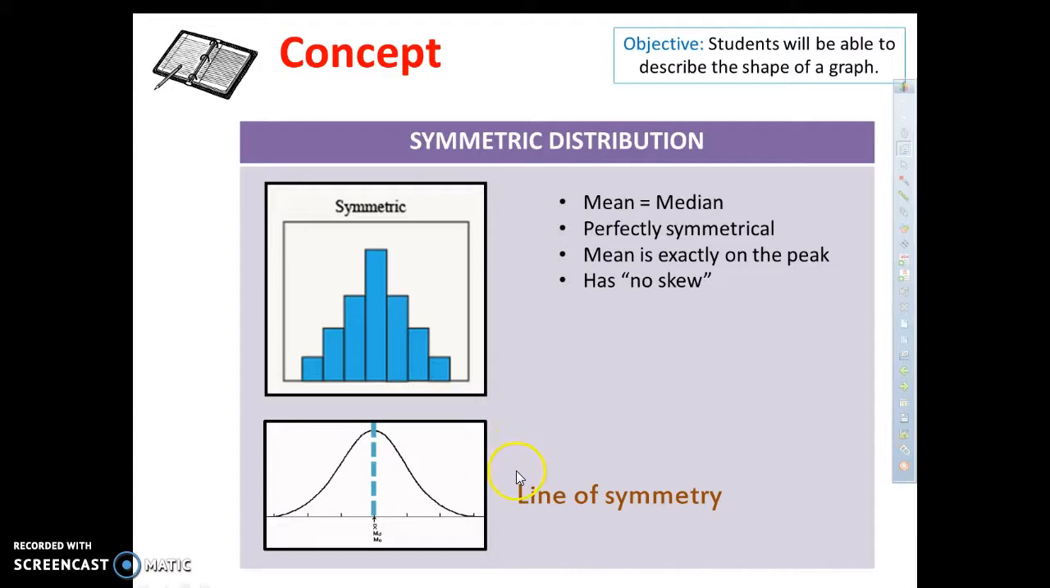And the other idea I want to talk about is that the line of symmetry, where my data can be folded over onto the other side, is smack down the middle, right? That's an idea we've talked about before. A line of symmetry is here.